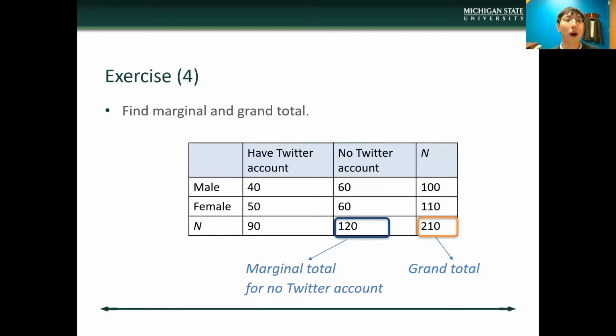Then you will see the marginal totals and grand total. The blue box here, you can see the movement of my mouse, is the marginal total for no Twitter account. And what is the marginal total for people with a Twitter account? You can see the number 90. And the grand total in this example is 210. So in this way, you will find the marginal totals and grand total in this contingency table.